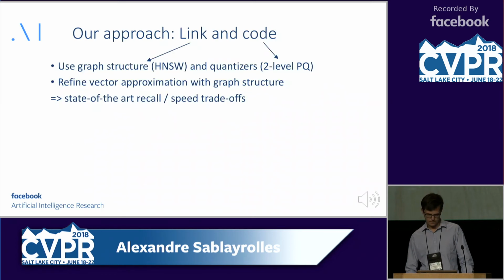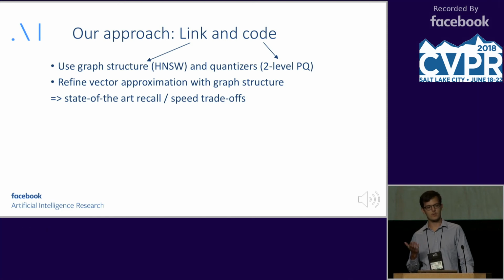So our approach is called Link and Code, and it uses the graph structure of HNSW on top of quantized vector representations. And we show that we can actually refine the vector approximation using the graph structure. And this leads to state-of-the-art trade-offs between recall and speed.